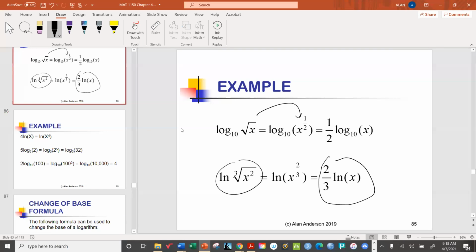All right, there's one more, and then we're going to look at a very interesting result, which involves the bases of these logarithms.